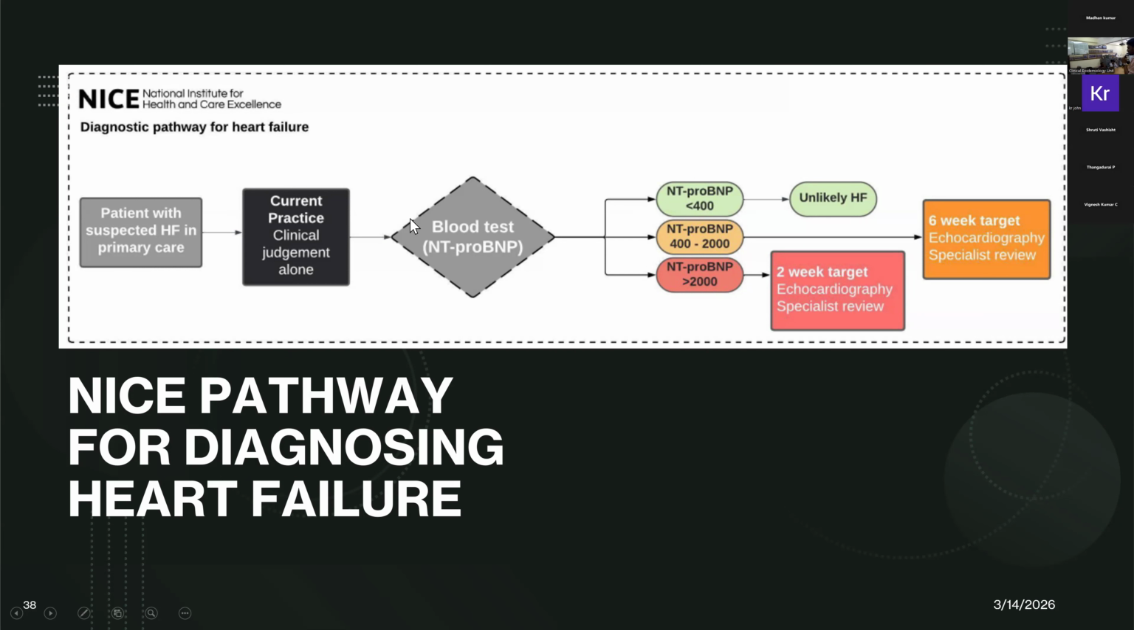Based on this, the doctor decides to order NT-proBNP, and based on the NT-proBNP, subsequently an echo is done and a specialist review is done. Based on this composite outcome, the patient is labeled as having or not having heart failure. This study wanted to implement an AI-based stethoscope on top of the usual practice.